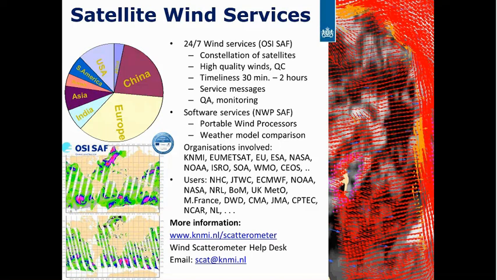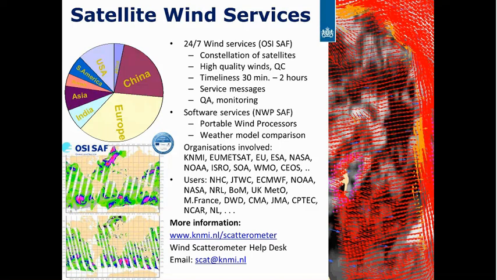Then I mentioned the software services from the Numerical Weather Prediction Satellite Application Facility, where we produce portable wind processors that everybody can, in principle, take and implement. And also in this SAF we do weather model comparison. So on this website of the NWP SAF you can find comparisons of scatterometer data with UK Met Office model data or ECMWF data.